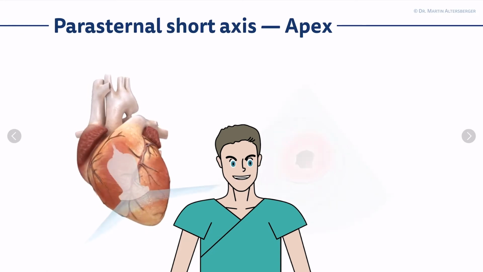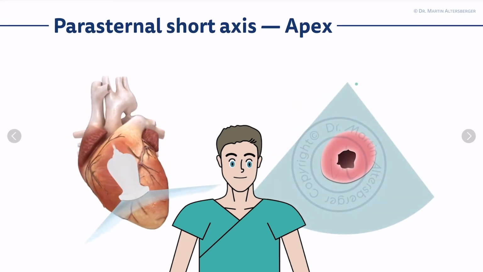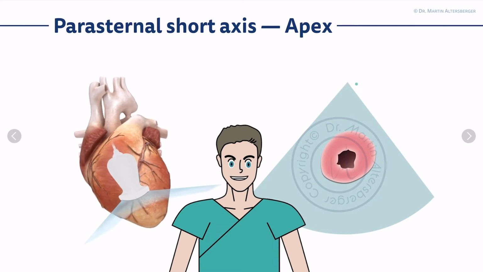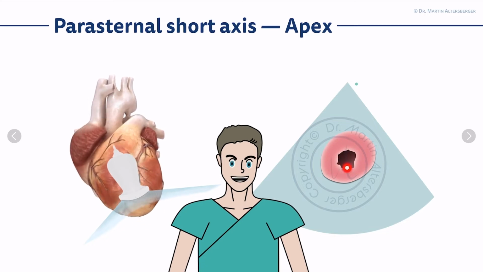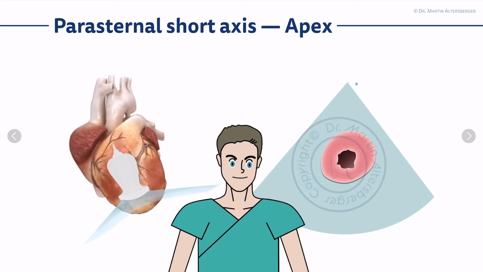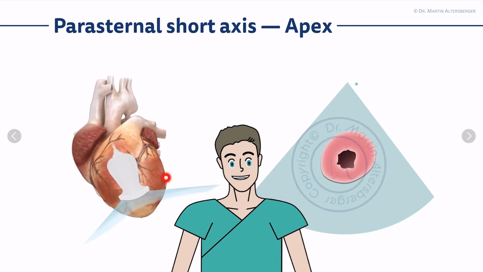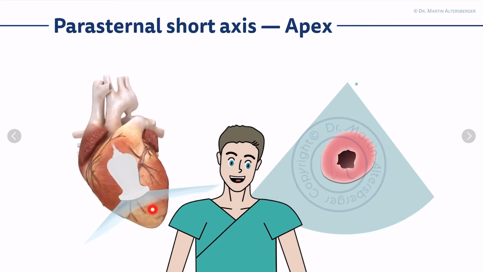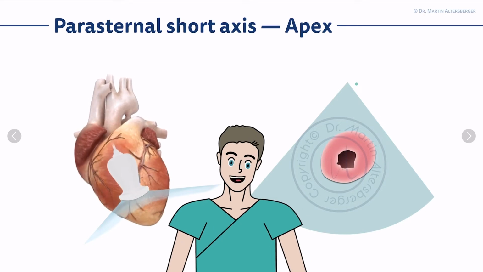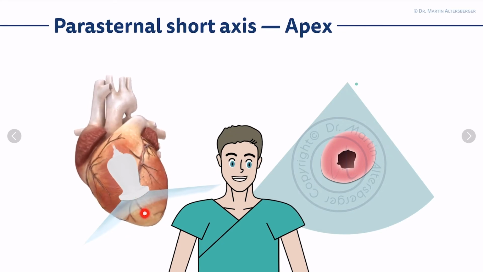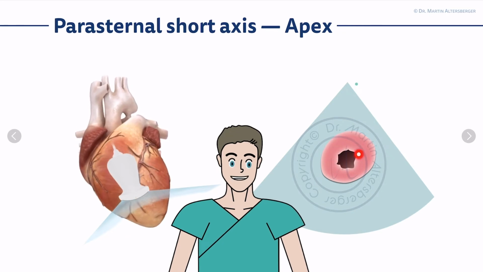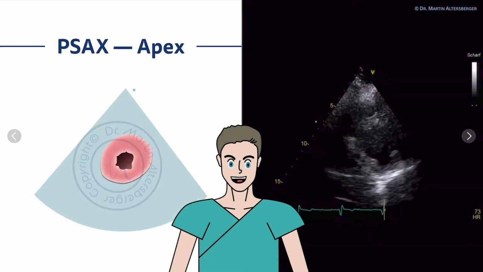We are not done in the parasternal short axis. We have to continue with the apical view. When you tilt even further from the papillary muscle view, you will arrive in the apical regions of the left ventricle. If you cannot do it by simply tilting, move one intercostal space downwards. So if you stayed in the third intercostal space, move to the fourth intercostal space, and with tilting, you will most likely reach the apical region then.